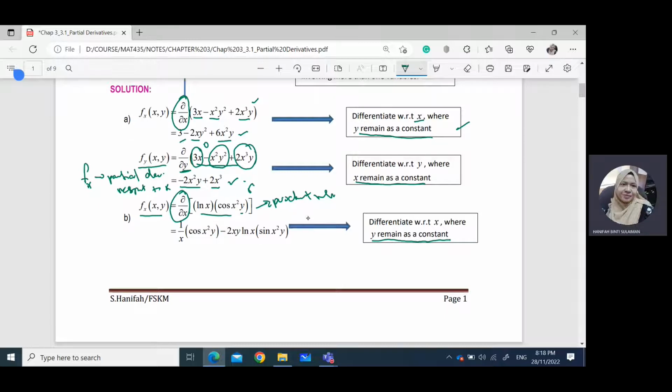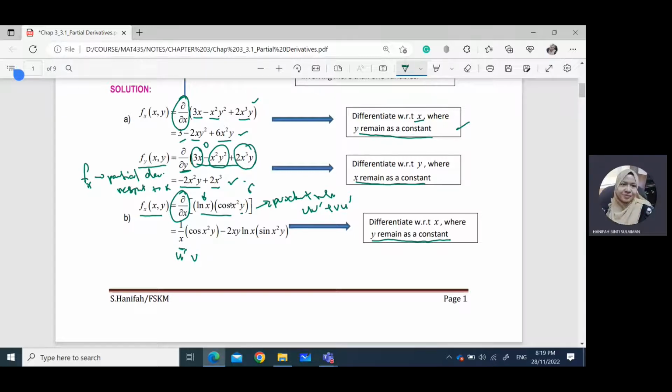Product rule: the product rule is u v prime plus v u prime. So first we differentiate with respect to x on natural log of x. So we have 1 over x. This one is u prime, and this one is v, which is cosine of x squared y.